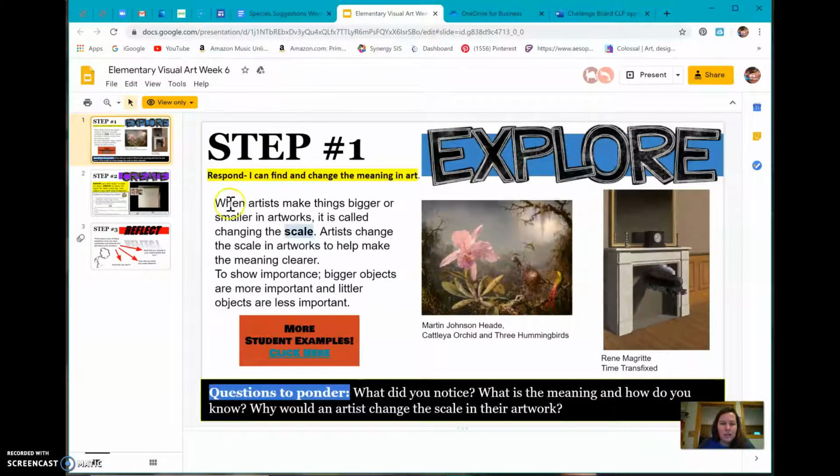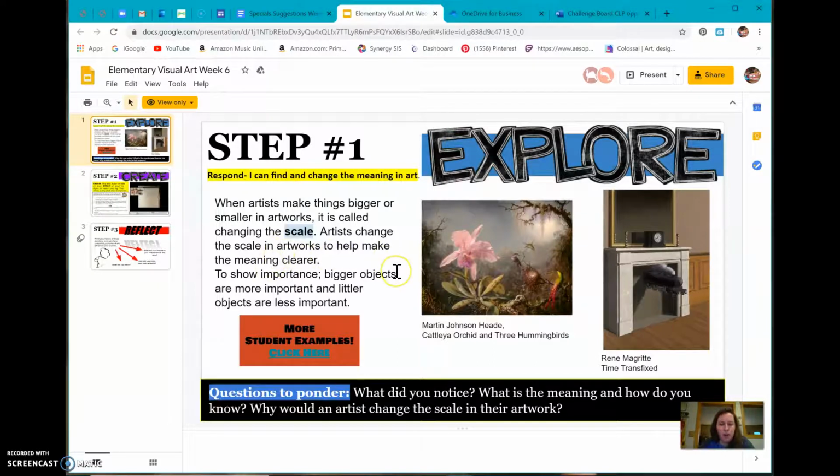Okay, so basically when artists make things bigger or smaller in artworks, it's called changing the scale. Artists change the scale in artworks to help make the meaning clearer. So what do you think it means? And sometimes it can depend on the scale of the objects in it.